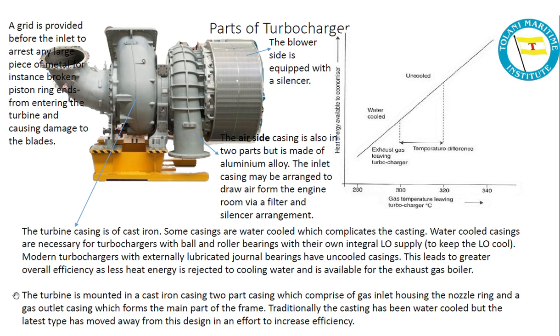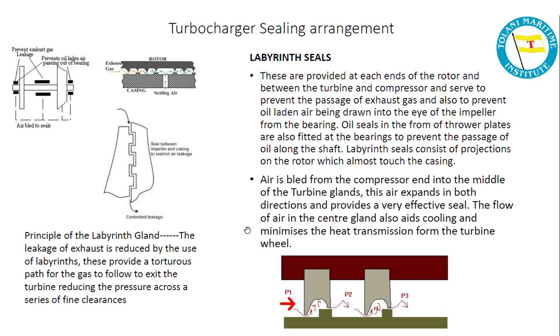This leads to greater overall efficiency as less heat energy is rejected to cooling water and is available for the exhaust gas boiler. Because a part of the energy is used in the turbocharger, lesser heat energy is available for the exhaust gas boiler, EGB. The turbine is mounted in a cast iron two-part casing, which comprises a gas inlet housing, the nozzle rings and a gas outlet casing which forms the main part of the frame. Traditionally the casing has been water cooled, but the latest type has moved away from these designs in an effort to increase efficiency.